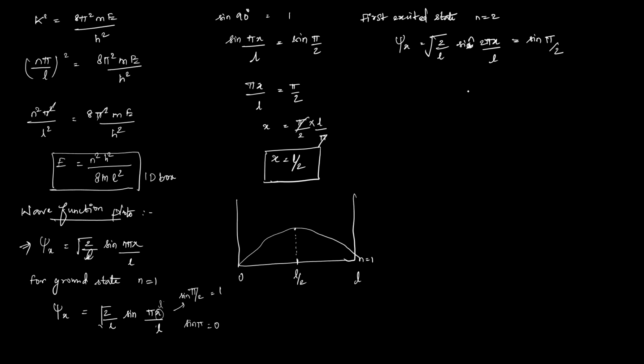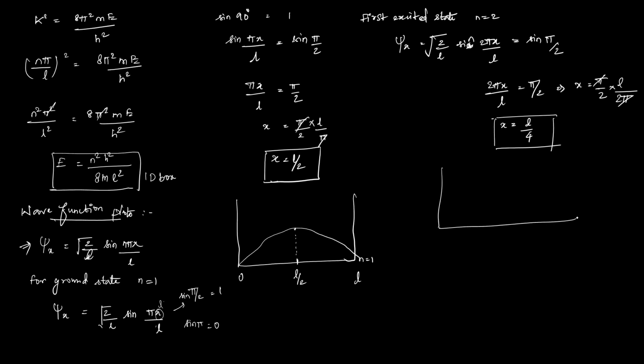So x-ஓட value என்ன, எவ்வளவா இருக்கும்? 2 pi x by L is going to be equal to pi by 2. So we can write here x is going to be equal to pi by 2 into L by 2 pi. Okay, so again pi will be cancelled, so your x will be at L by 4. So L by 4 போது என்ன ஆகும், at that stage you will have the maximum probability of finding the particle, which can be represented like this.